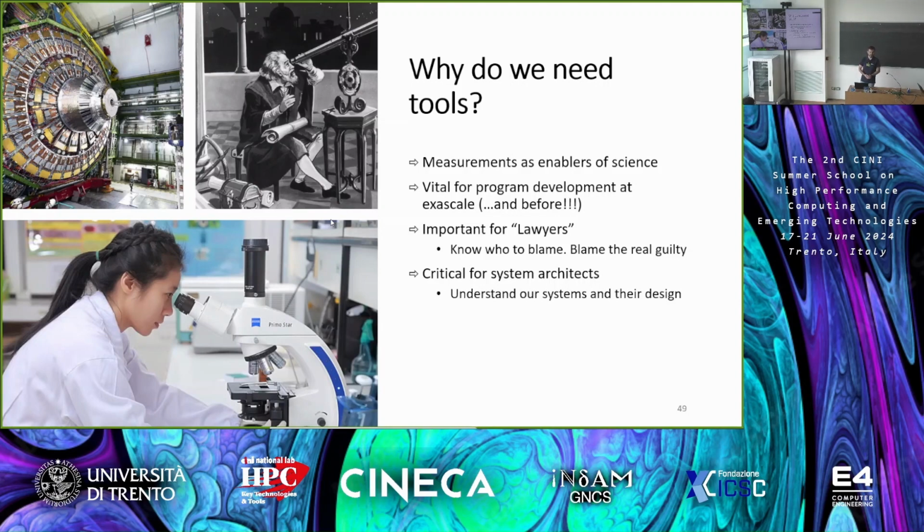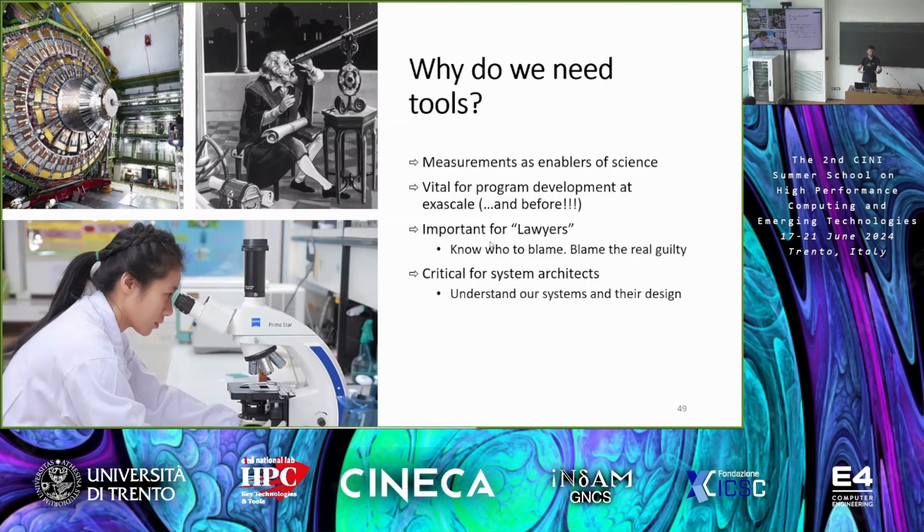Also, we want tools because this is very important for lawyers: if you have numbers that you measure, you can choose somebody and say, hey, I blame you because this data is telling me that the memory is slow and you are the producer of the memory, right? And it's also critical for system architects because they need to understand the system that they are building.